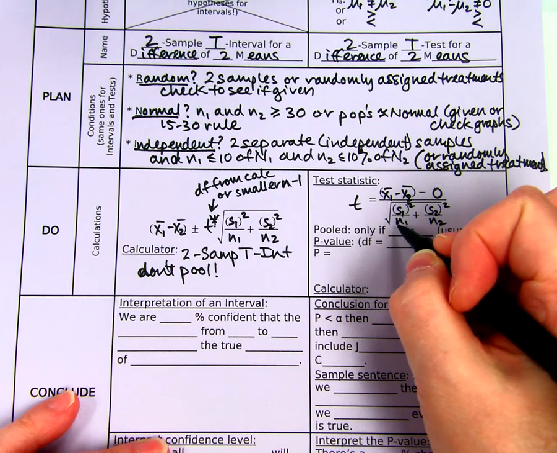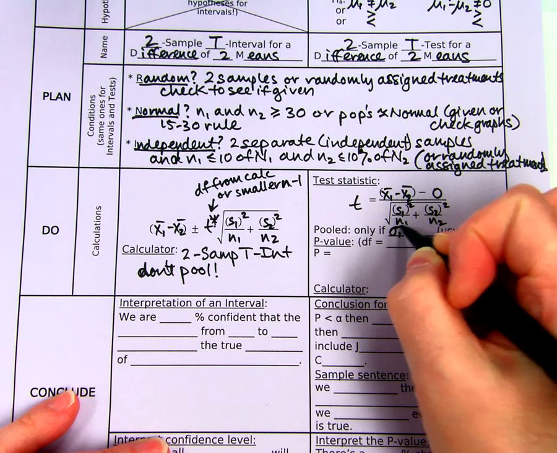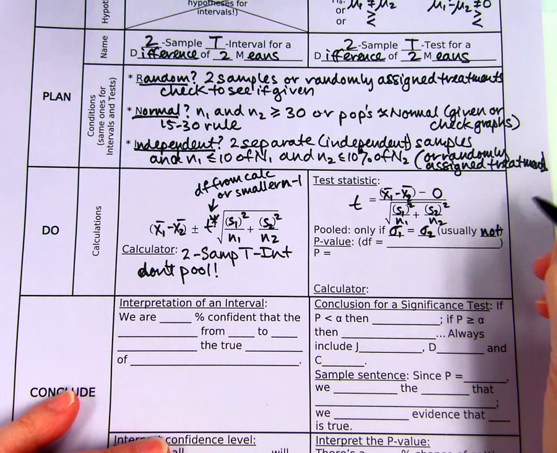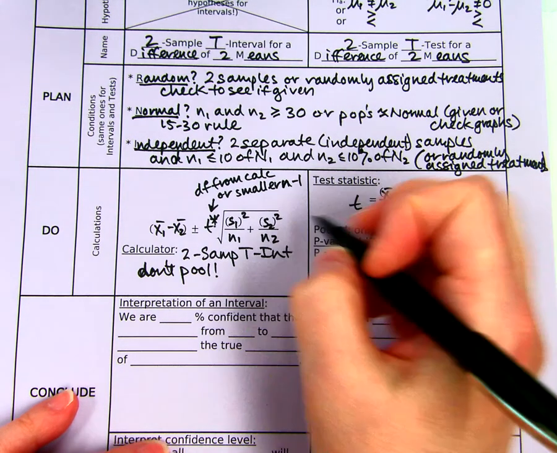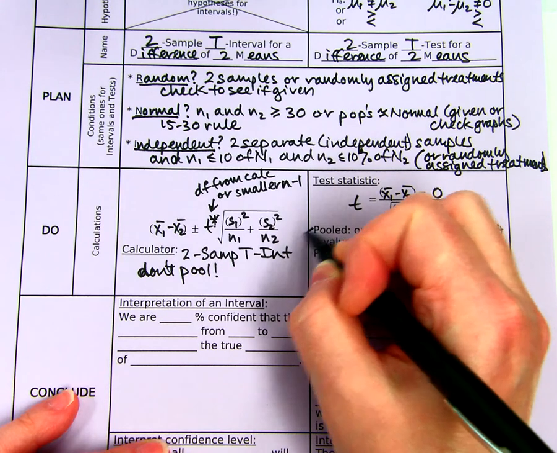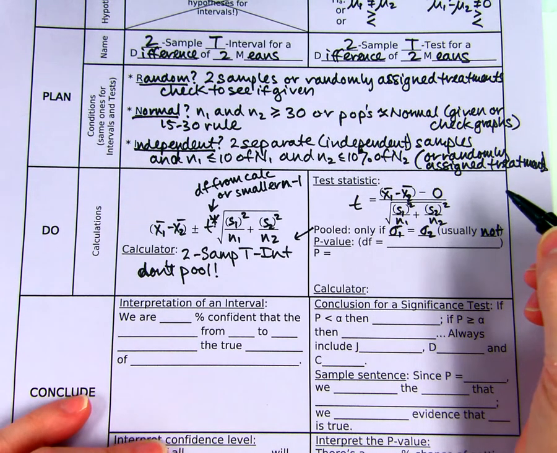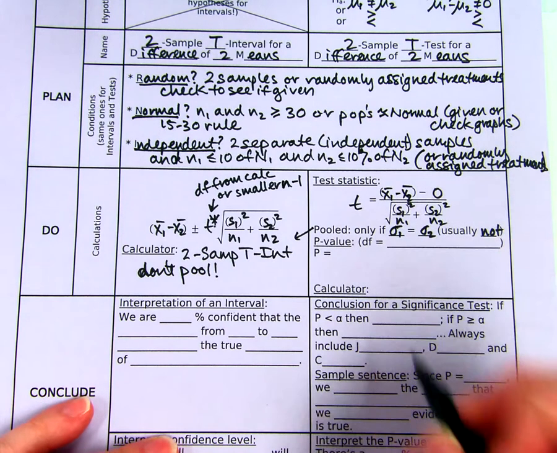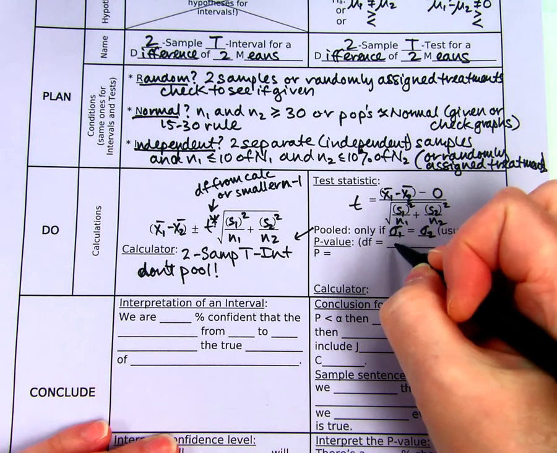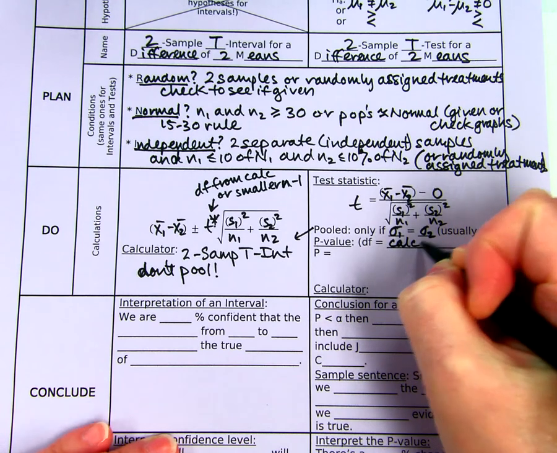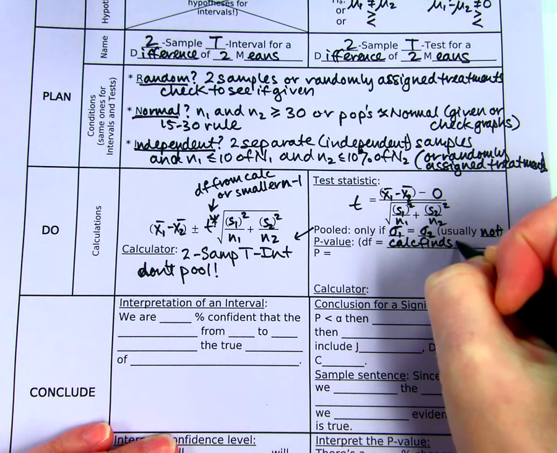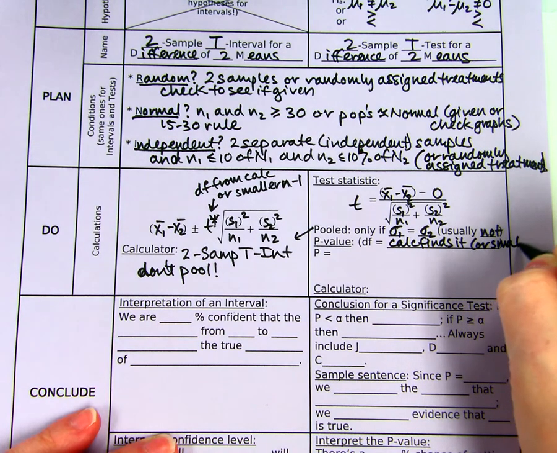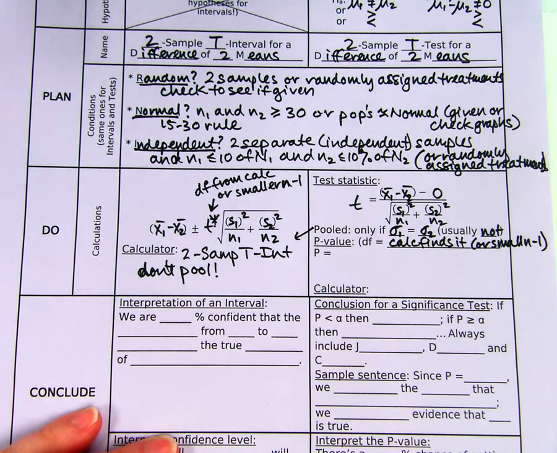Pooled, we only pool if standard deviation 1 equals standard deviation 2, and it's usually not true, or we usually don't know it, so we're just not going to pool. So that same thing happens over here. In graduate school, they made us test for this to see if it was true or not, and then pool if it was. We're not doing that. The DF is found by the calculator, if you're lucky enough to have that kind, or you could do the small n minus 1, the smaller of the two n's.